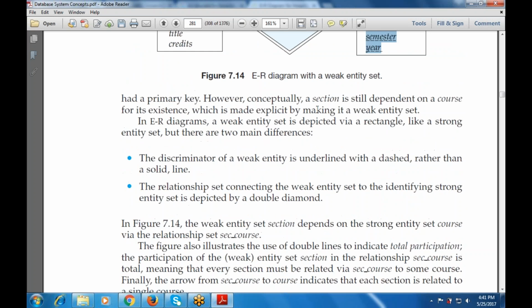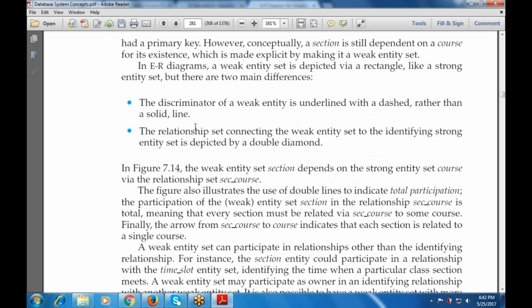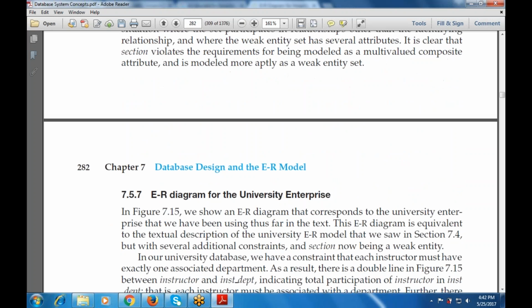Now this shows the relationship between these. There is a course, there is a section. Course ID, title, credits are the attributes; section ID, semester, year are the attributes. There is a section-course relationship that is represented by the diamond box. Now, this is the ER diagram for the university enterprise. This is one of the examples.